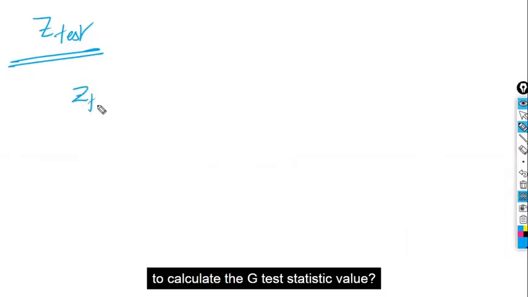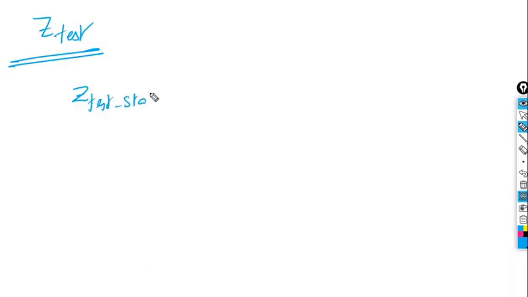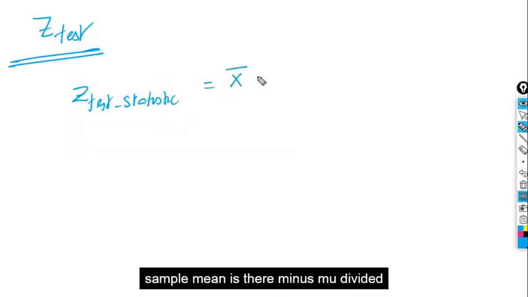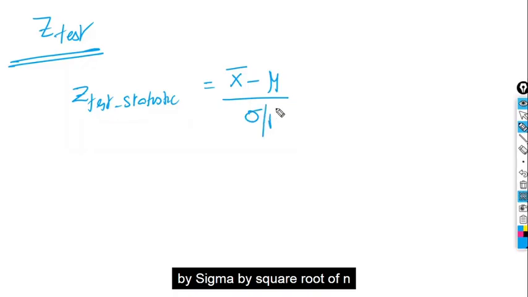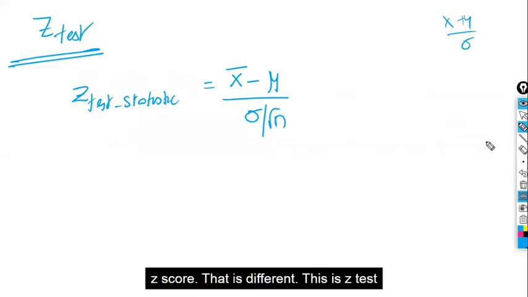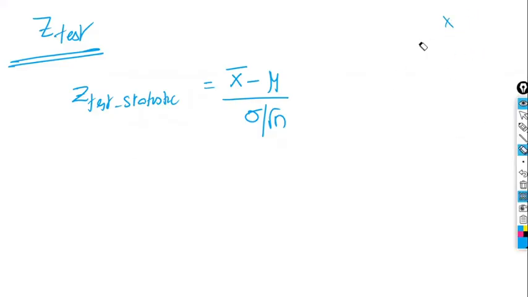Applying the Z test means you have to calculate the Z test statistic value. The Z test statistic is the sample mean minus mu, divided by sigma by square root of n. The Z score is different: X minus mu divided by sigma is the Z score. That is different from the Z test statistic.